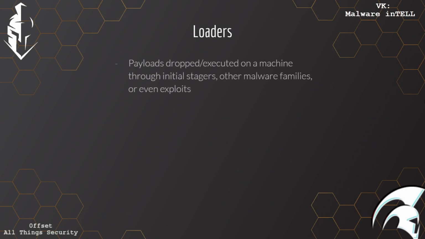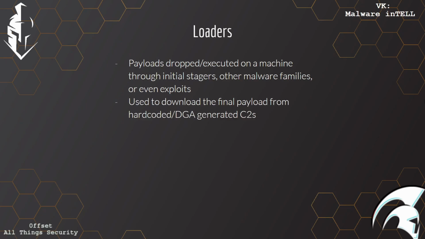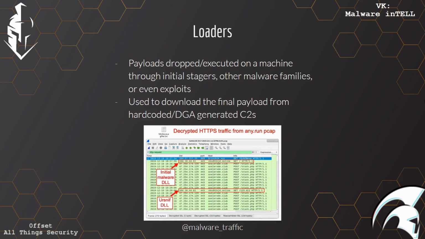So loaders. These are payloads dropped or executed on a machine through initial stages, other malware families, or even exploits. They're used to download the final payload from hard-coded command and control servers or possibly DGA generated command and control servers, DGA meaning domain generation algorithm. In this screenshot from the malware traffic analysis website, we have an image of a packet capture file where we can see that an initial malware DLL is being used to download Sniff. That's just one example of loaders when it comes to malware.